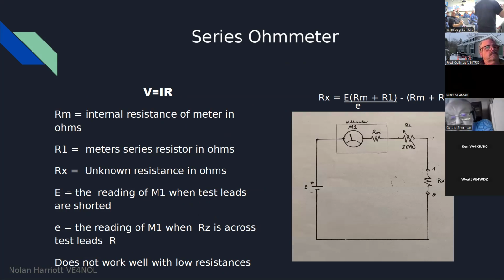How does the series ohm meter work? So there are three types of ohm meters: series, parallel, and series parallel. We'll just briefly discuss series and parallel. How do they work? Well, same thing. You have a meter. It's got an internal resistance. You're going to provide your own power source, and then you're going to have your zeroing resistor that's going to zero in your meter.